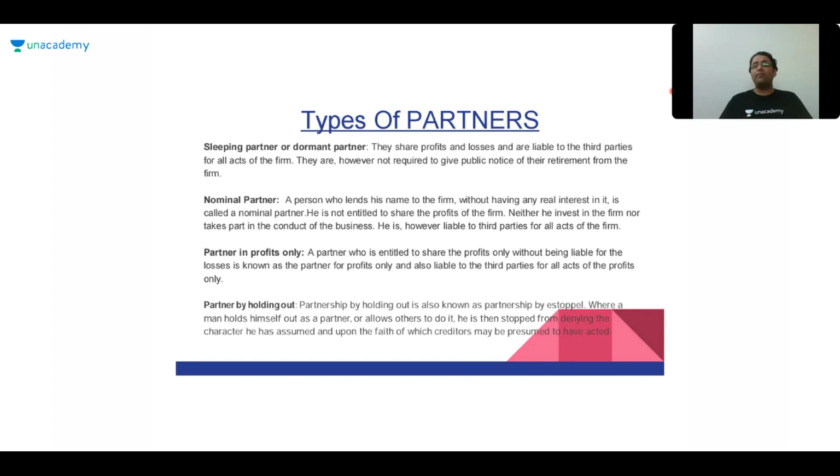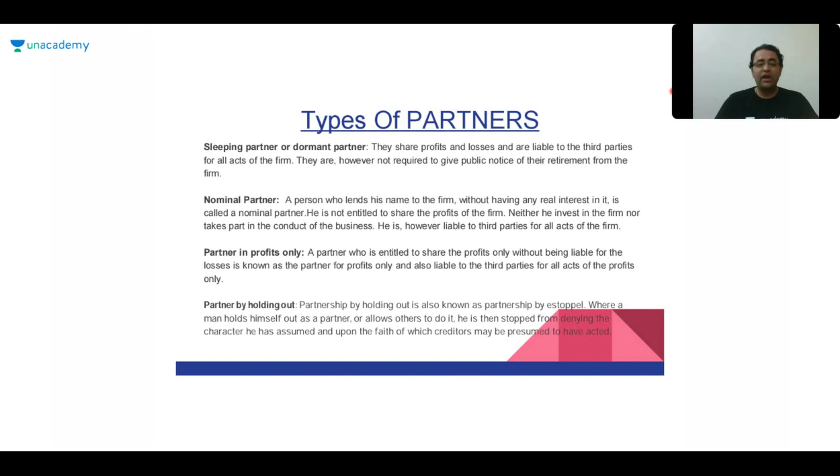Please remember, if someone just lends his name to the partnership firm and, relying upon his name, a person enters into a transaction with the partnership firm and incurs a loss, then this nominal partner is liable to the third person for the losses he has incurred relying on him.